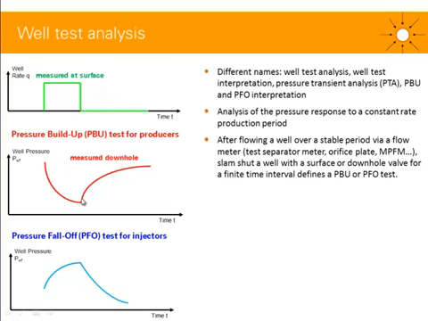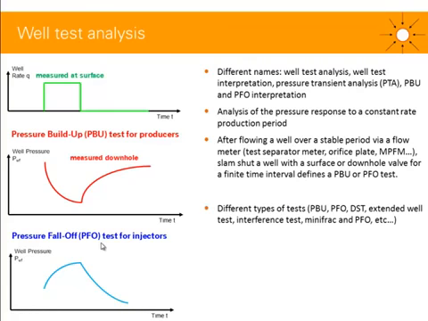So for a producer, if you measure the pressure at downhole during production, pressure is going to decrease like this. So this is also called drawdown. And during shut-in, pressure is going to go up like this. And this defines the pressure buildup, or PBU. For an injector, during shut-in, pressure is going to decrease this way, and this is called pressure fall-off, or PFO test.